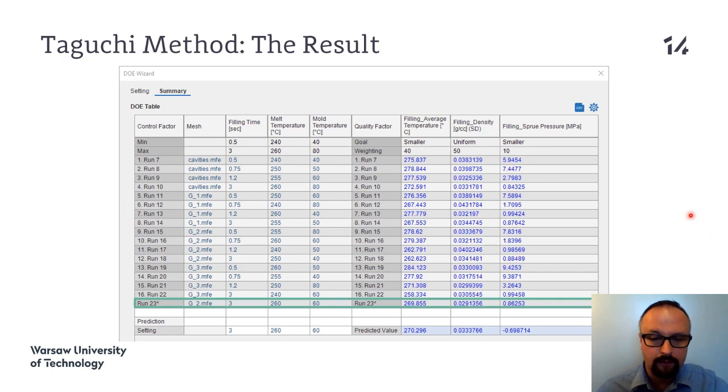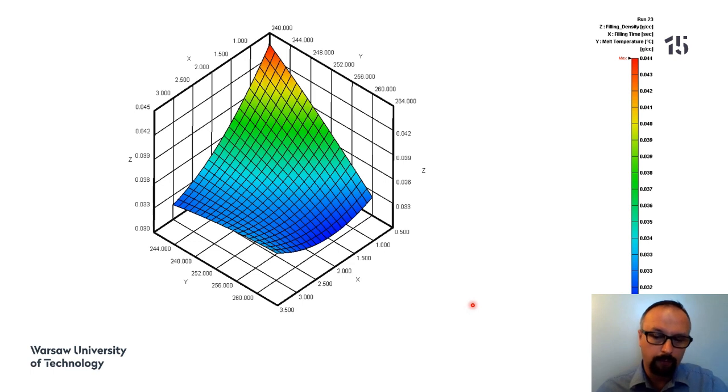Okay, so let's look at the result table, and of course we have all our runs and all the results, and the most important one is the last one, our optimal setting. But to analyze it thoroughly, we need to also look at the 3D graphs, and this one is probably the most interesting, because here we can see our density distribution as a function of two variables, namely the filling time and the melt temperature.